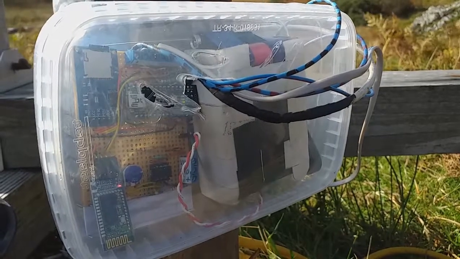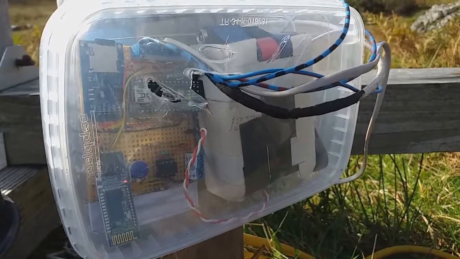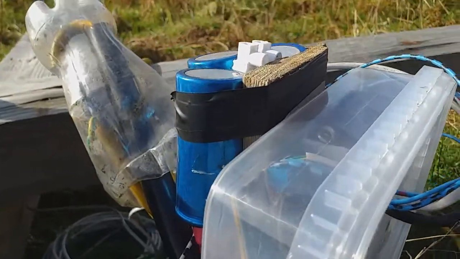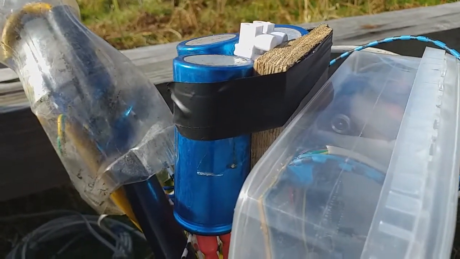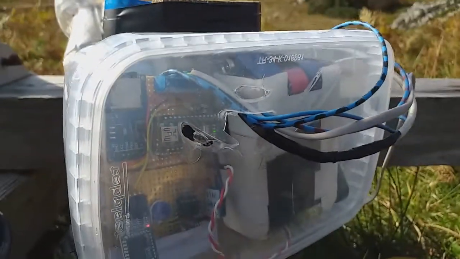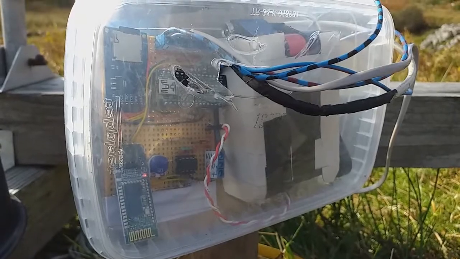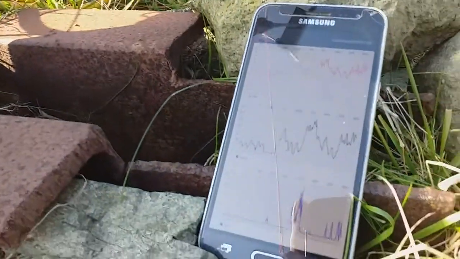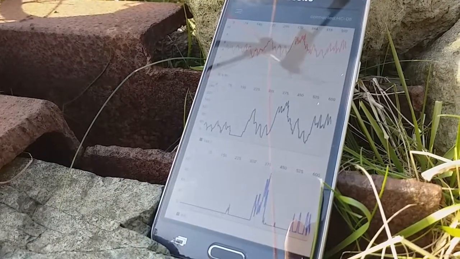Well, finally I have a fully functional data logger. It seemed to take a lot more effort than I expected. We have the massive capacitors there for the current sensing to smooth that out. It's now all calibrated, the voltage and current is calibrated, and we've got the Bluetooth module transmitting to this phone.